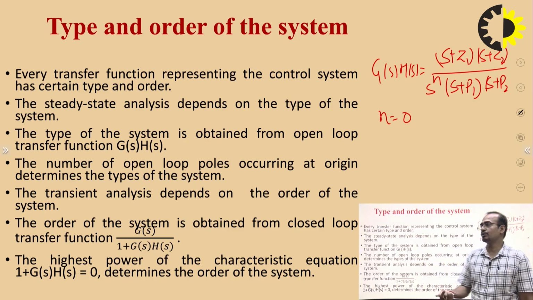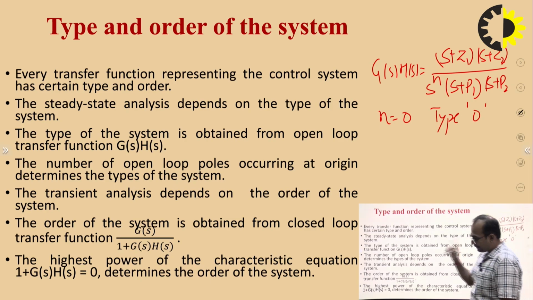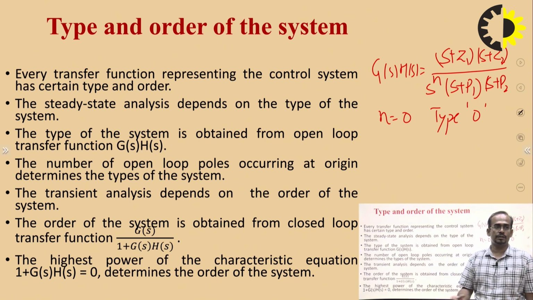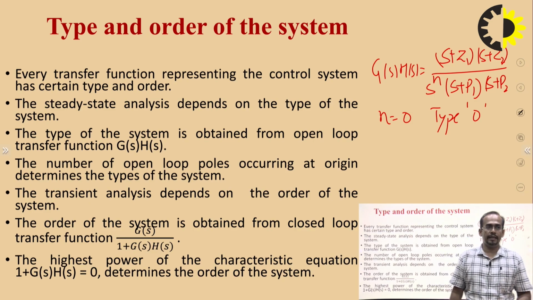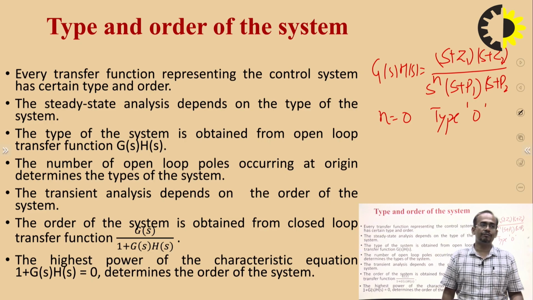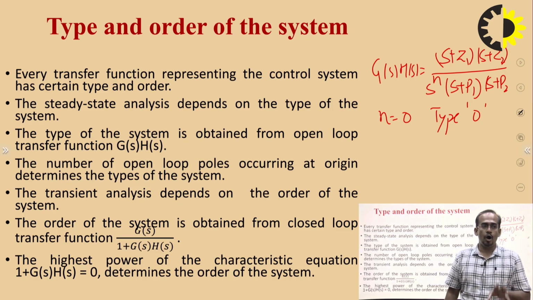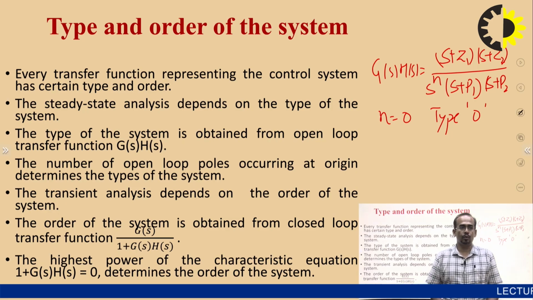If n is equal to 0, it means this is a type 0 system. If n is equal to 1, it means this is a type 1 system. If n is equal to 2, this is a type 2 system. So the number of poles occurring at the origin will define the type of the system. So you just have to see the open loop transfer function: how many poles are occurring at the origin? The number of poles at the origin defines the type of the system.